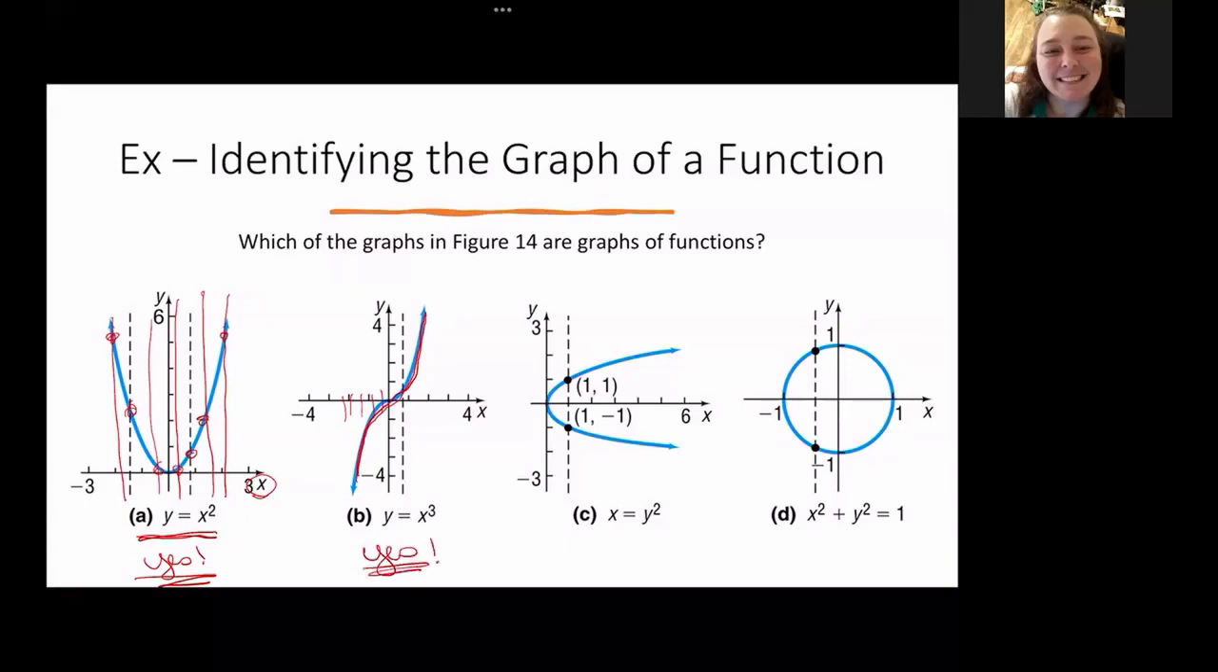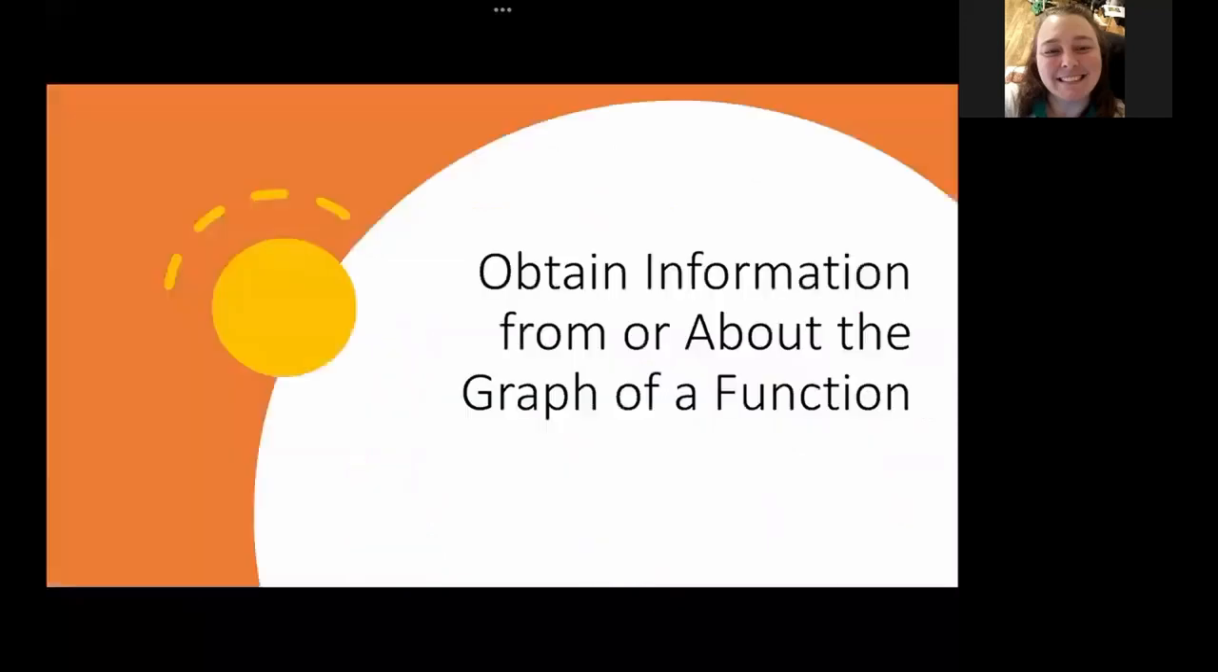Now, let's take a look at C and D though. If I draw this line here, it's actually touching at more than one point. So that is not a function. The same thing goes for D here, which is our circle. Remember, it only has to happen one time for it not to be a function. But with this circle, every time I draw a vertical line, it's touching more than once. So that is definitely not a function.